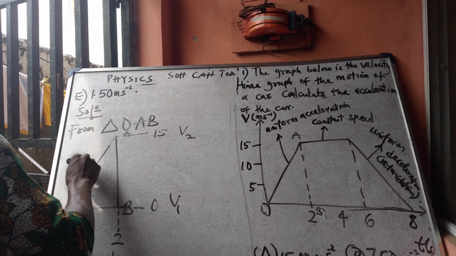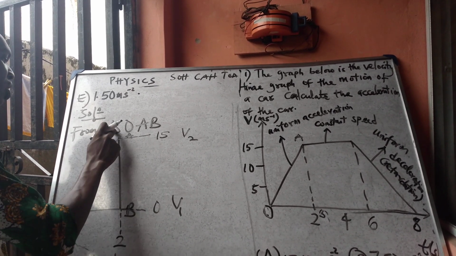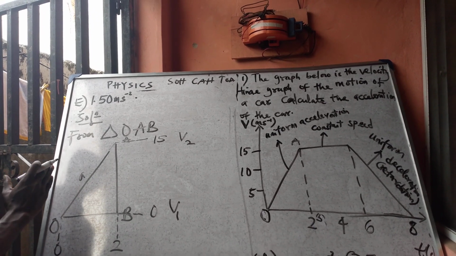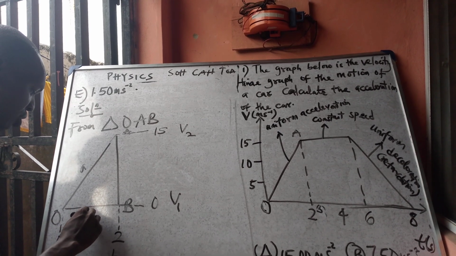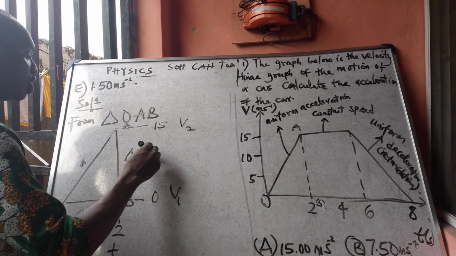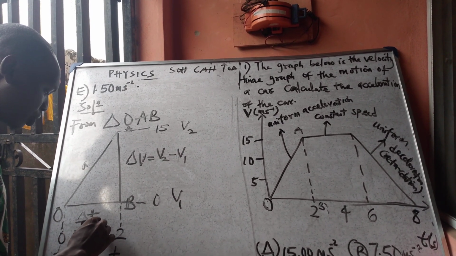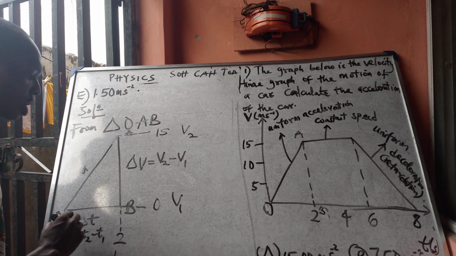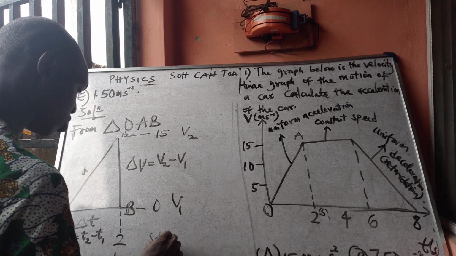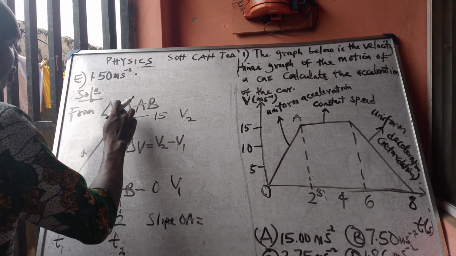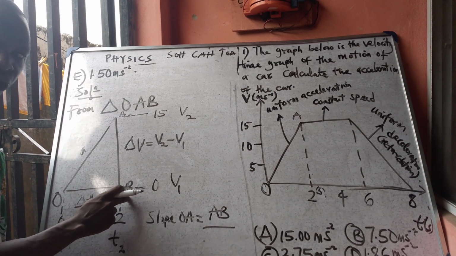Now we are trying to obtain this slope, or the gradient, the gradient OA, which is the uniform acceleration. Here becomes the change in time, and here becomes the change in velocity. Change in velocity is the final velocity minus initial velocity. Change in time is final time minus initial time. So the slope OA is equal to the vertical component AB over the horizontal component OB.